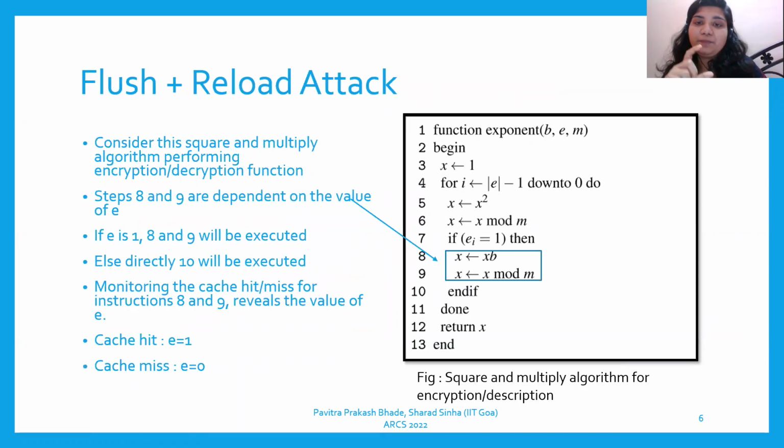We will see this in an example. This is an algorithm to perform encryption by using an encryption key E. Here, if you can see, steps 8 and 9 depend on this key value for execution. So the attacker will monitor the presence of these steps 8 and 9 in the cache memory. If it is a cache hit, that means the victim had executed these steps 8 and 9, which means the E value in step 7 was 1. That's how the attacker can retrieve this key value to be 1. And if steps 8 and 9 are not present in the cache memory, that means the E value executed by the victim was 0. So this is how the E value will be extracted by the attacker, by monitoring the presence or absence of these instructions 8 and 9 in the cache memory.